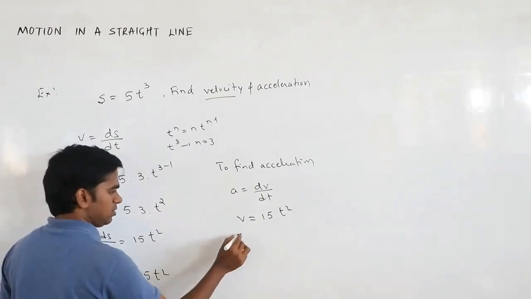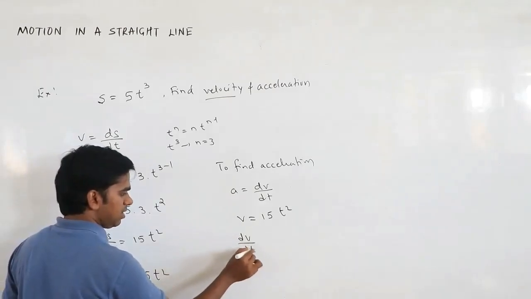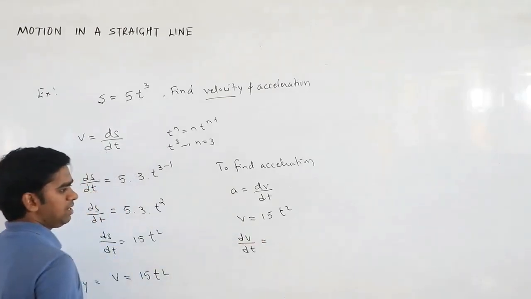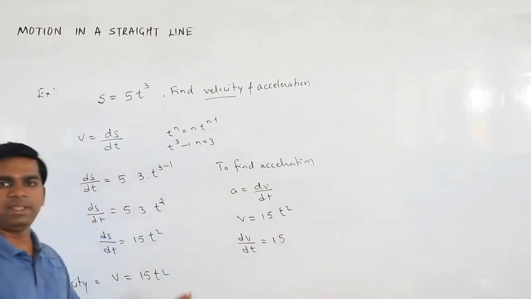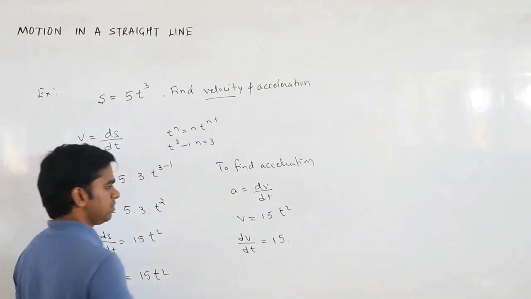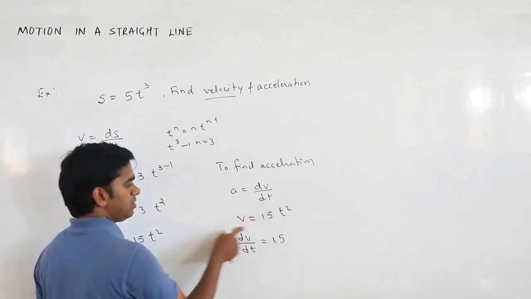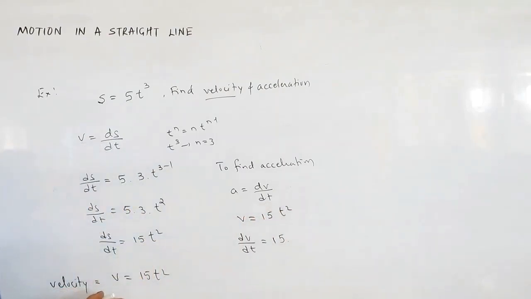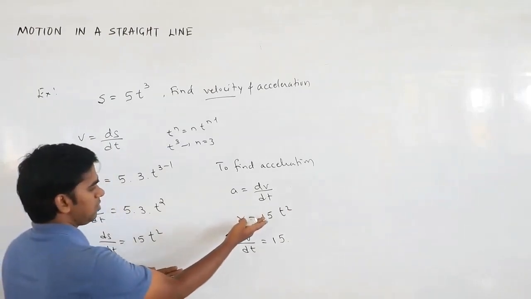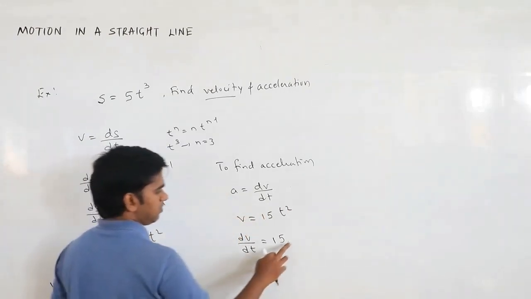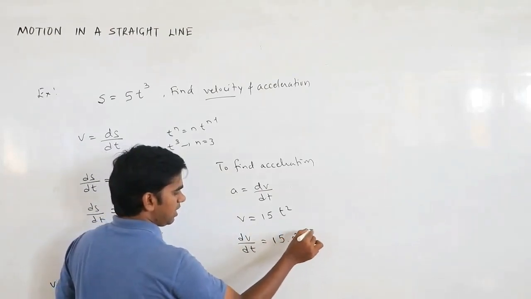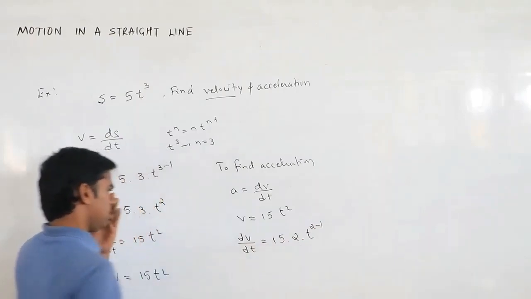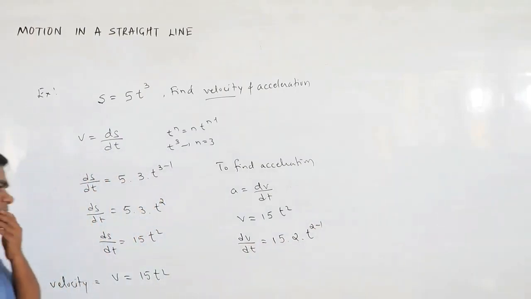So what do you want? dv by dt. So dv by dt is 15, write as it is constant. Don't get confused. This v came from here only. You only calculate from s to v. Now you want from v to a. So 15, write as it is. T square, what you can write? 2 into t raised to 2 minus 1.